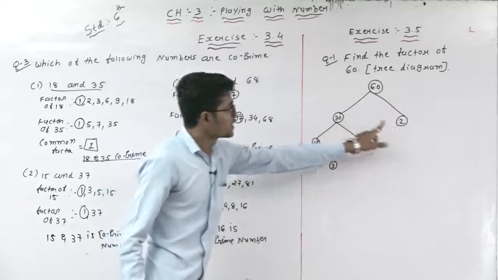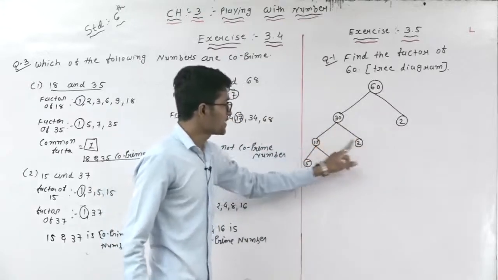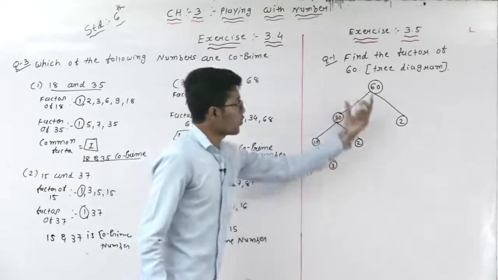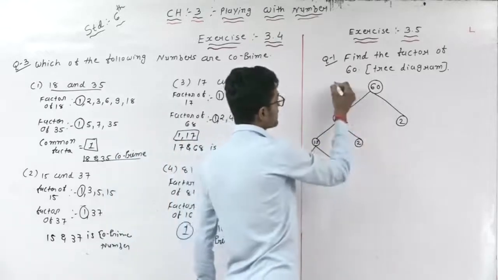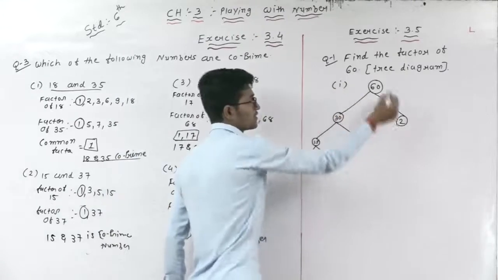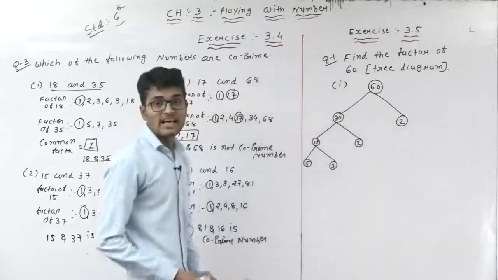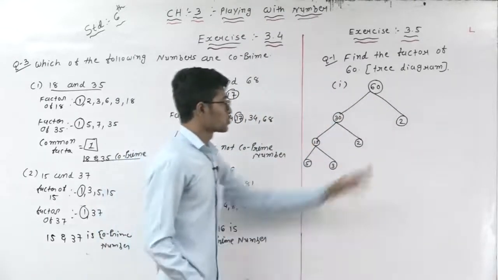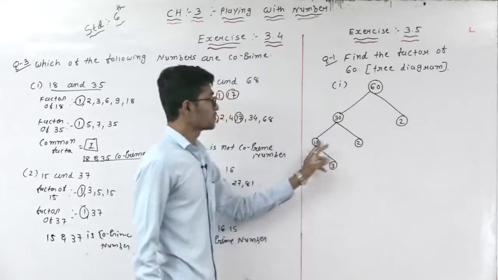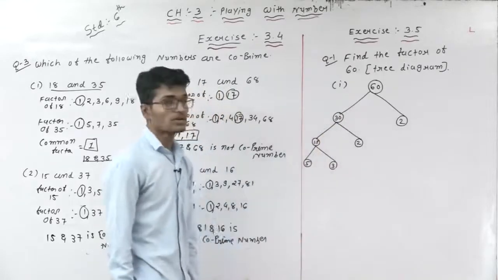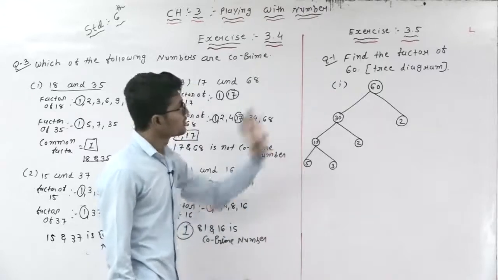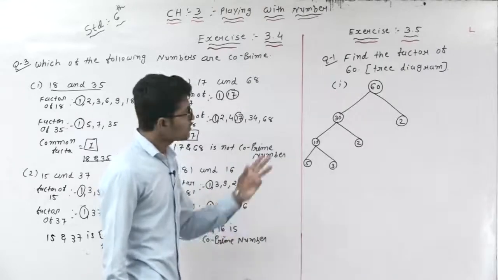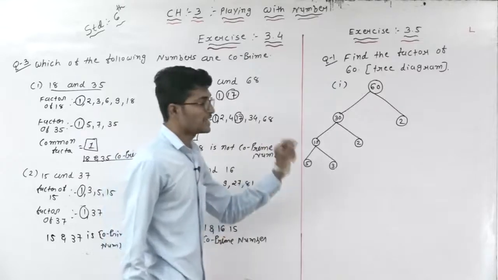60, 30 2s, 15 2s, 5 3s. So it's called a T diagram. Factors of 60 using the T diagram. Now what are the factors? 2, 3, 5, 15, 30, these are all factors of 60. Now this is only one T diagram.